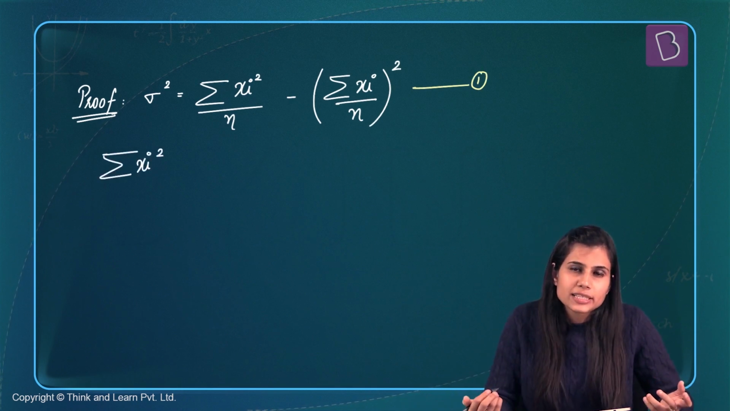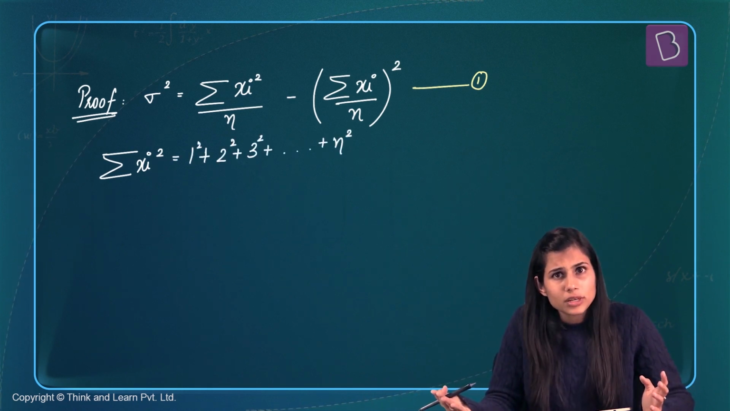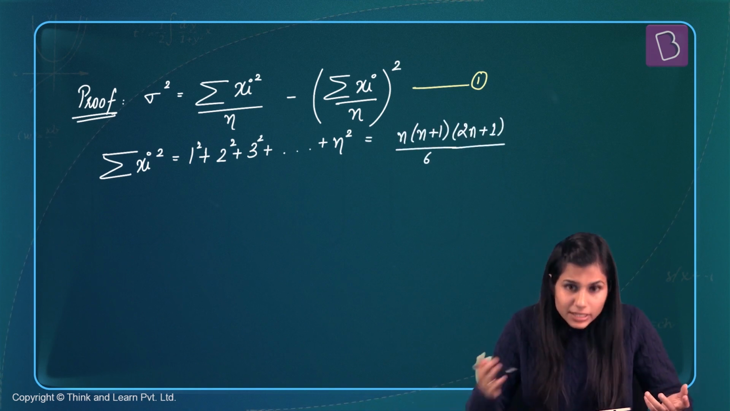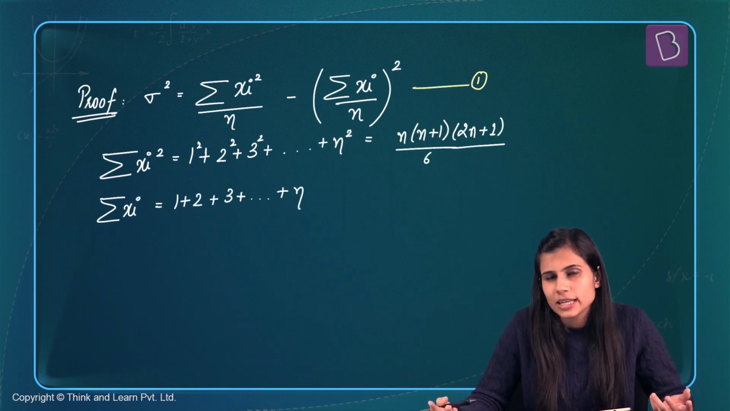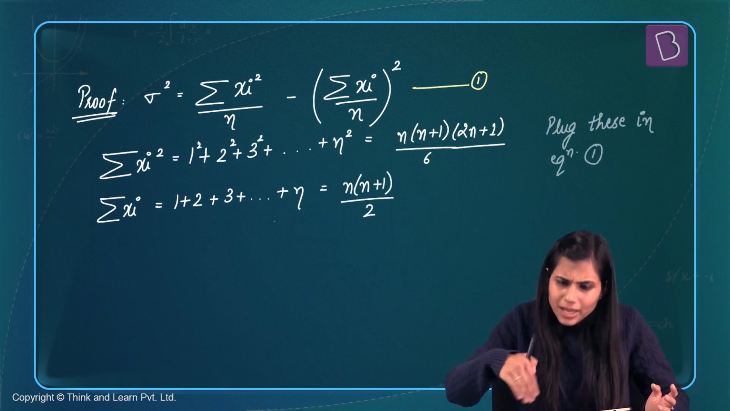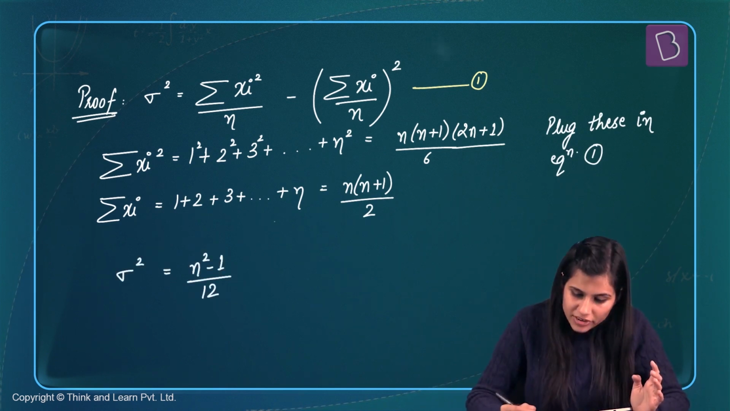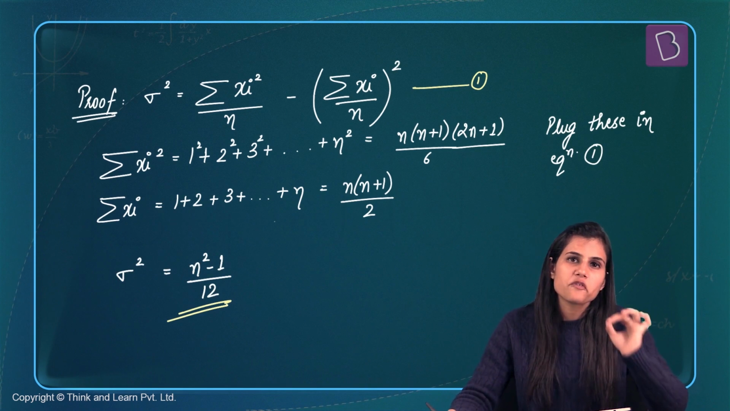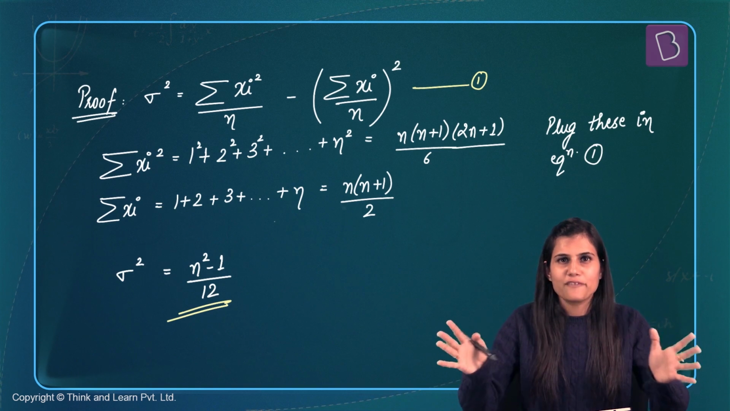So what is summation of xi square? That means 1 square plus 2 square plus 3 square and so on till n square. It is nothing but the sum of squares of first n natural numbers, which is n into n plus 1 into 2n plus 1 by 6. Similarly, what is summation xi, where i is running from 1 to n, that means 1 plus 2 plus 3, so on till n, the sum of first n natural numbers? It is n into n plus 1 by 2. When you plug in both these things in equation 1 and you solve it, what you get is sigma square equals n square minus 1 by 12, thereby convincing you that yes, the variance of first n natural numbers is n square minus 1 by 12. Got it? Now I don't think you are ever going to forget this.